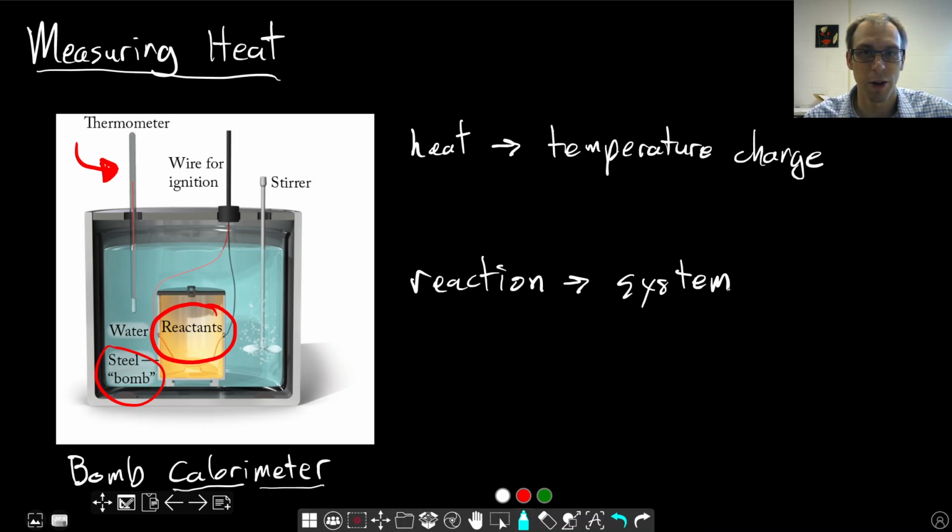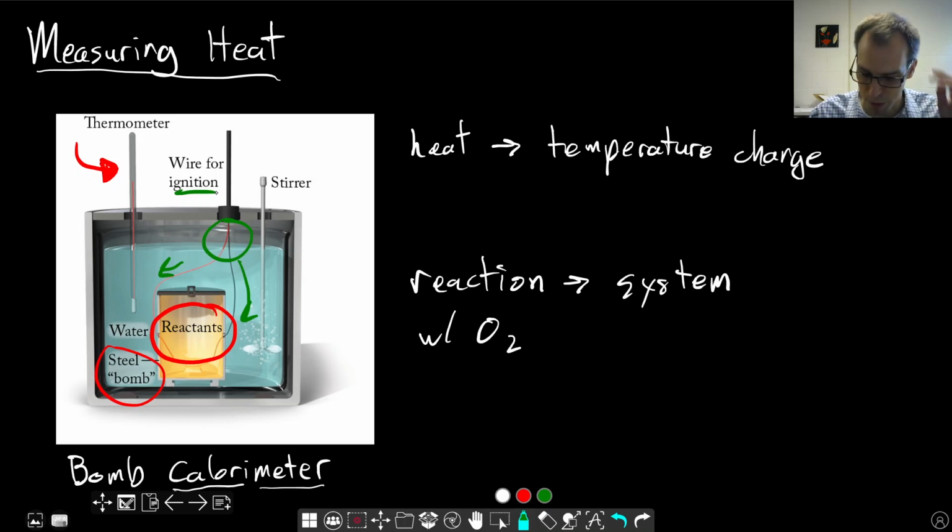You put in, say, your food. I've done this experiment before where we used an Altoid mint as our sample that we were measuring. And this is often a reaction with oxygen, but it doesn't have to be with oxygen. But that's often one of the reactants. So anyway, your reactants are inside here, and you have some way to start the reaction. So that's these wires, circled in green here. These wires coming in are just for ignition. This is just to put in enough energy to actually get the reaction to start. So that's the whole purpose of those wires.